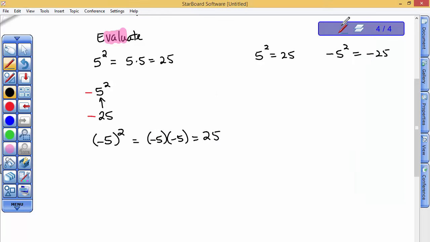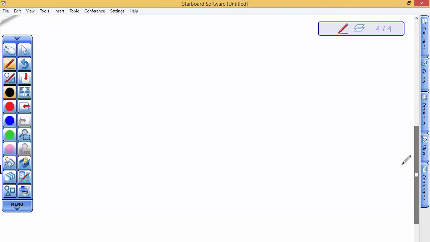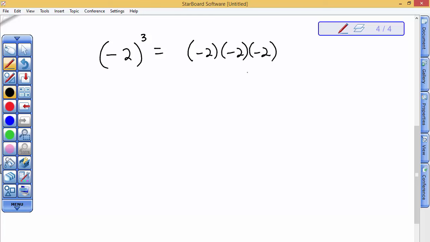Okay, let's continue on. If I have a negative 2 to the third power and I ask you to evaluate that, I just want a negative 2 times a negative 2 times a negative 2. Use your calculator if you need to. If not, this negative times a negative is a positive 4. Then I multiply it by the negative 2 and I get a negative 8.